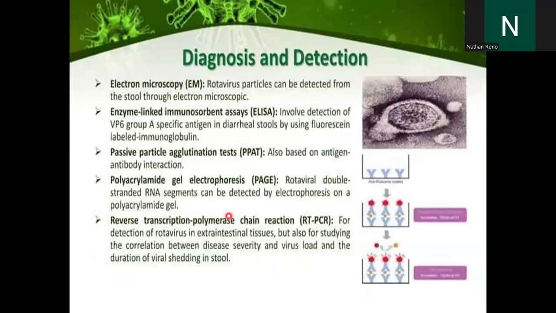Then we have diagnostic and detection. So electron microscopy. So rotaviruses can be detected from stool through electron microscopy. So first of all, before we diagnose, what is the main specimen we need from a patient you suspect has rotavirus?